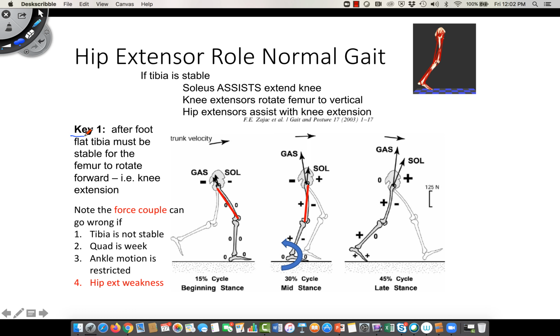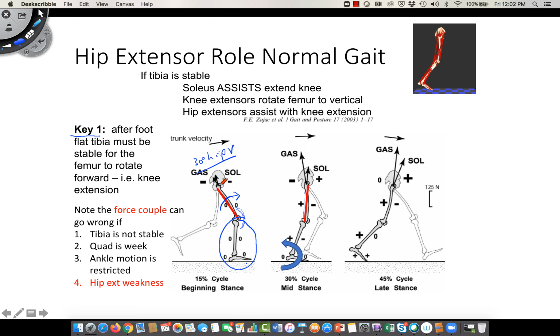So this first element, from 15 to 30% of stance, when the tibia is stable, we need the femur to go from posteriorly rotated this way to rotating anterior and becoming more vertical here. And we talked a little bit about how the quads do that, but now we're looking at how hip extension weakness is also going to be part of this. So essentially you're landing with an initial contact at 30 degrees of hip flexion, and at loading response with foot flat, you're still at 30 degrees of hip flexion.